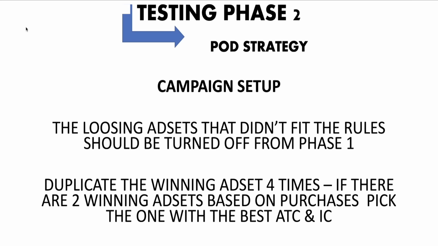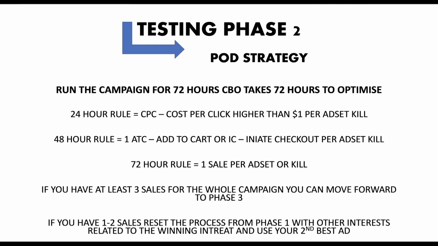Testing phase 2 campaign setup: the losing ad sets that didn't fit the rules should be turned off from phase 1. Duplicate the winning ad set 4 times. If there are 2 winning ad sets based on purchases, pick the one with the best add to cart and initiate checkout as well as purchases. Testing phase 2, run the campaign for 72 hours. CBOs take 72 hours to optimize. 24-hour rule: CPC, cost per click, lower than $1.